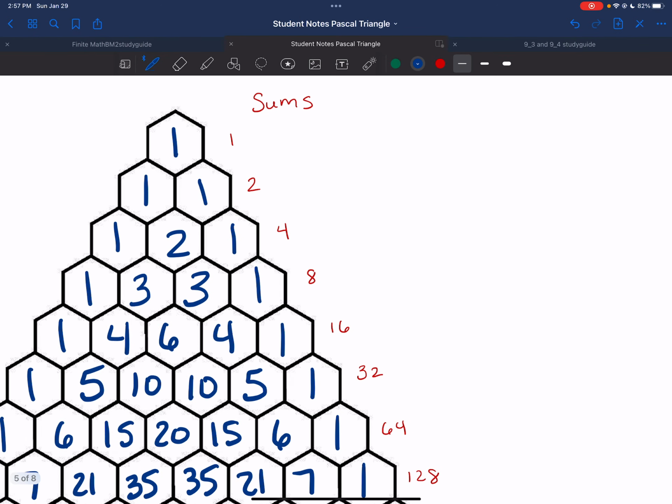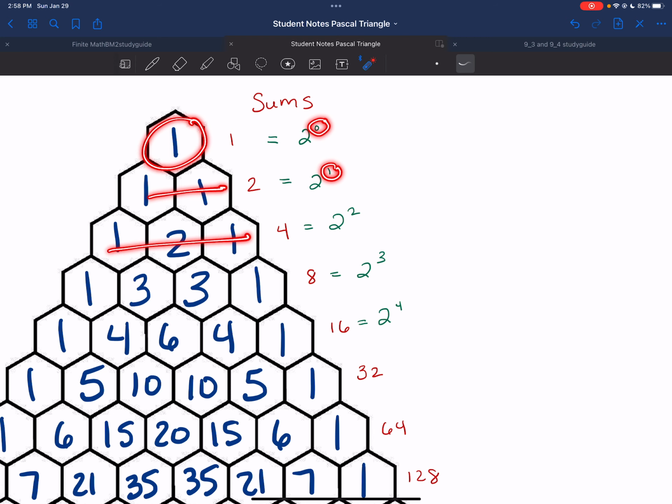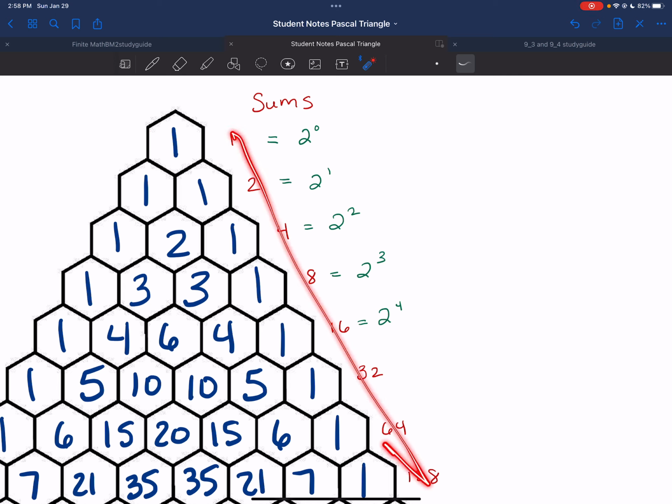The other thing that you want to notice too is that this is actually equal to 2 to the 0 power. Anything to the 0 power is just going to give you 1. This is also 2 to the first power. This is 2 to the second power. This is 2 to the third power. This is 2 to the fourth power. So you'll notice that my row number is my exponent. So this is row 1, exponent 1. This is row 2, exponent 2. Row 3, exponent 3. So my sums actually help describe what row number I'm in.